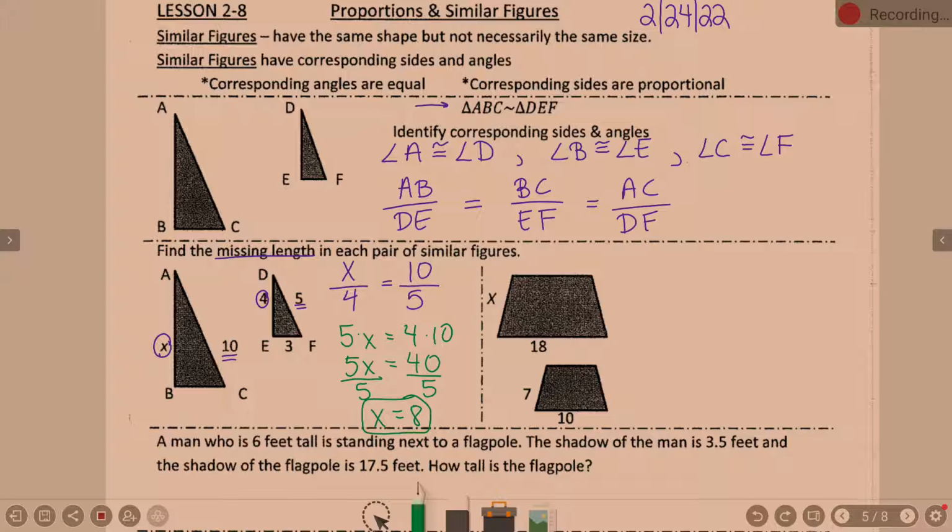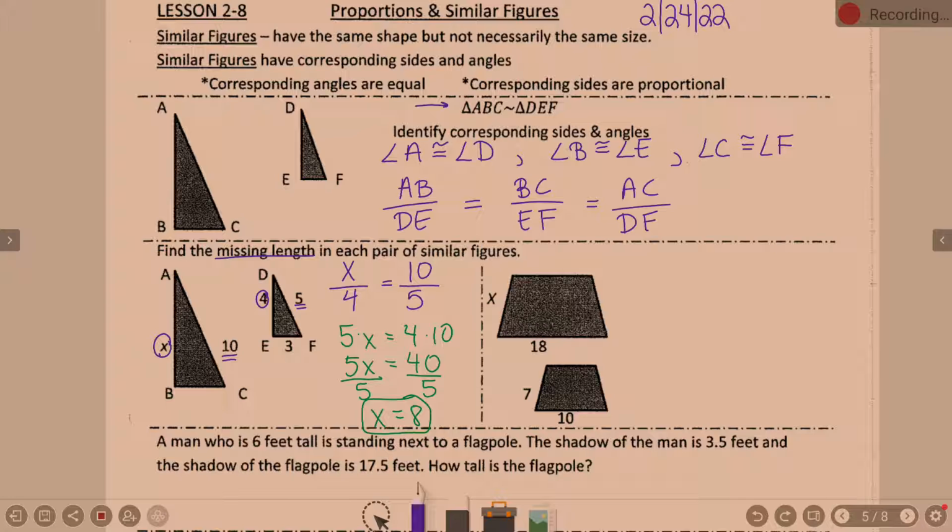Now, here's my thing, though. I want to have this method because the numbers aren't always going to be nice and neat for us. The next set of numbers are not quite so nice and neat, are they? So that's why we want to have a way to set this up.